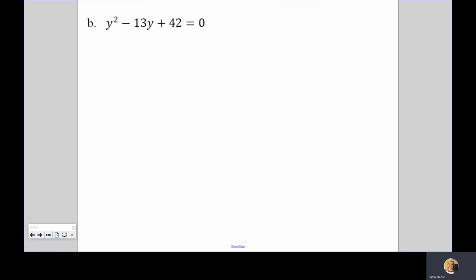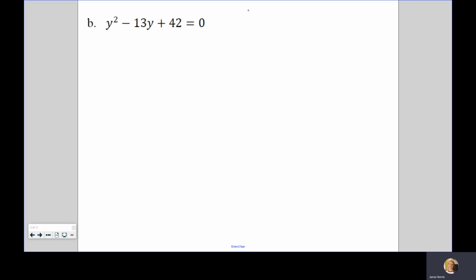All right, next we have one that's a little bit more simple. Here we have y squared minus 13y plus 42 equals 0. Everything's on one side. It's already written in descending order. This is a pretty simple trinomial. It's got a leading coefficient of 1. So here we're just looking for things that multiply to give you 42, but add to negative 13. Can y'all think of those?